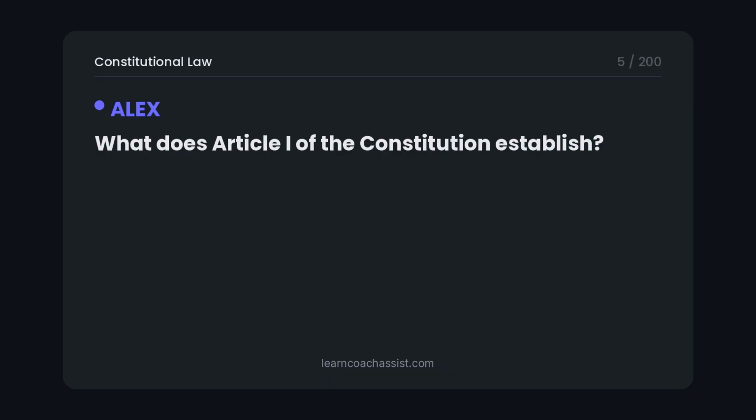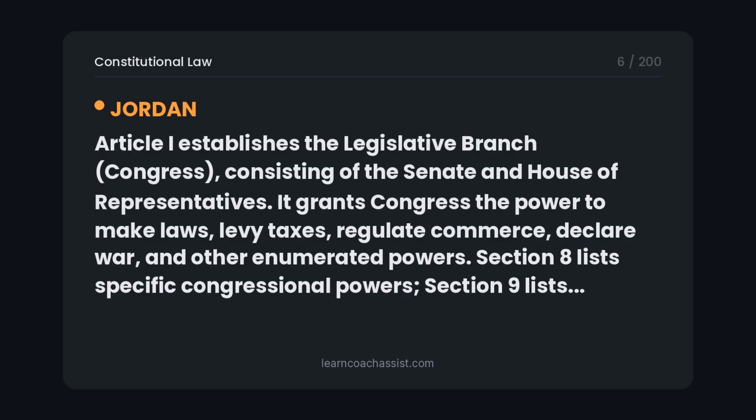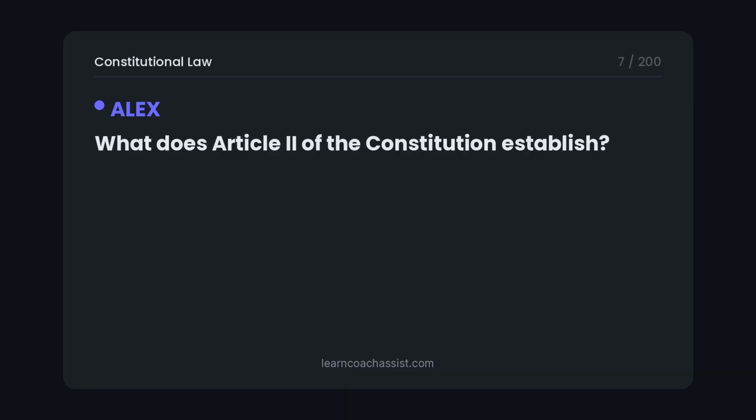What does Article 1 of the Constitution establish? Article 1 establishes the legislative branch, Congress, consisting of the Senate and House of Representatives. It grants Congress the power to make laws, levy taxes, regulate commerce, declare war, and other enumerated powers. Section 8 lists specific congressional powers. Section 9 lists limitations.